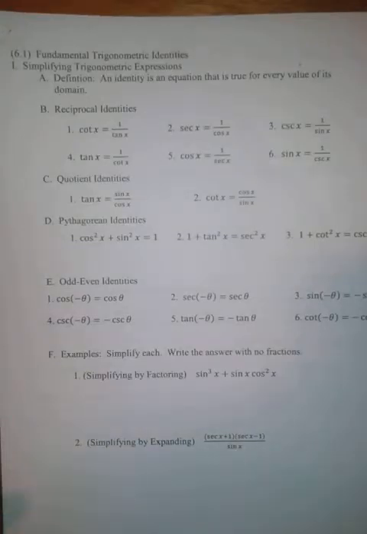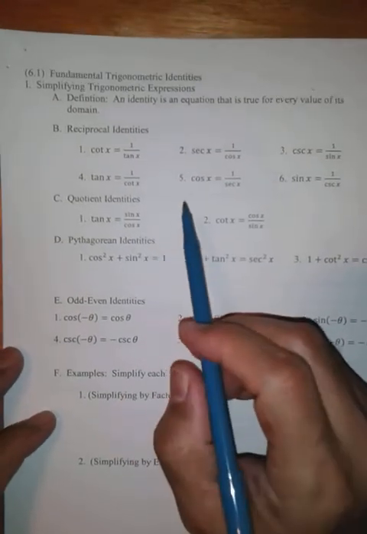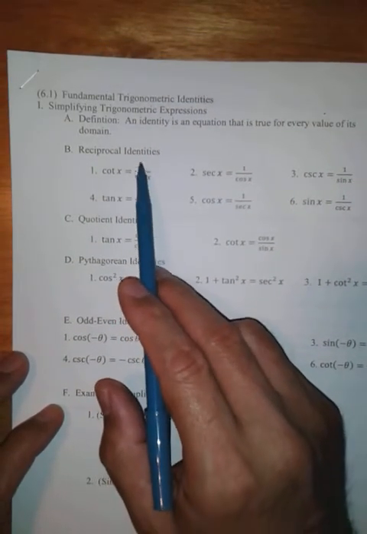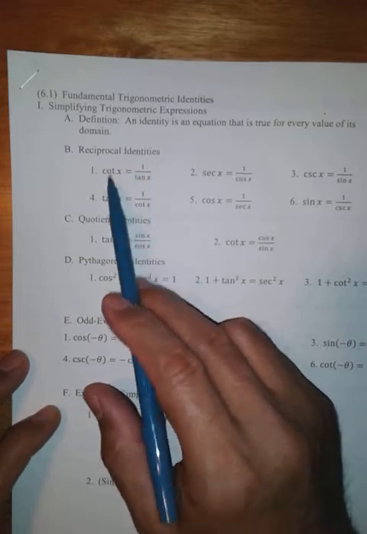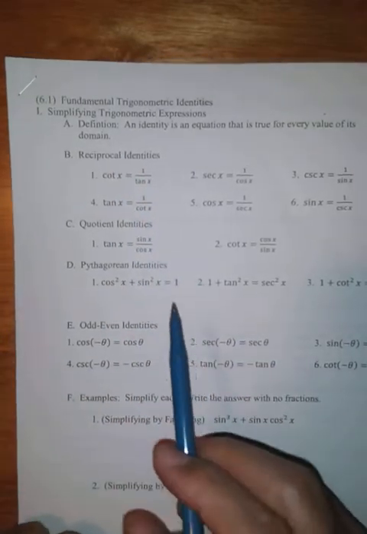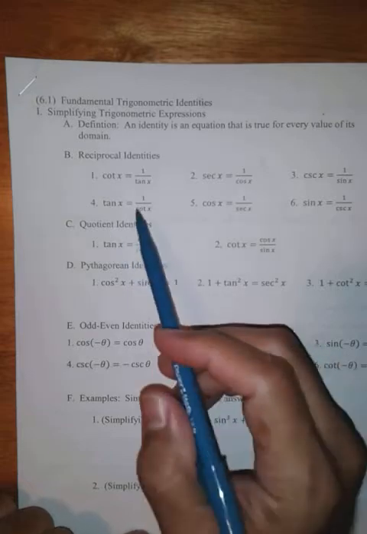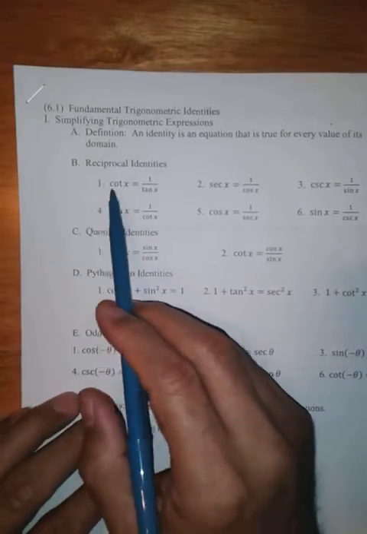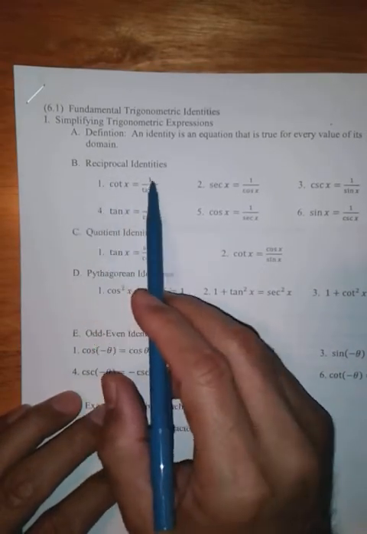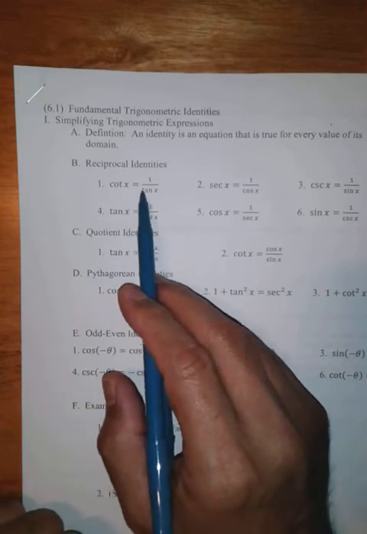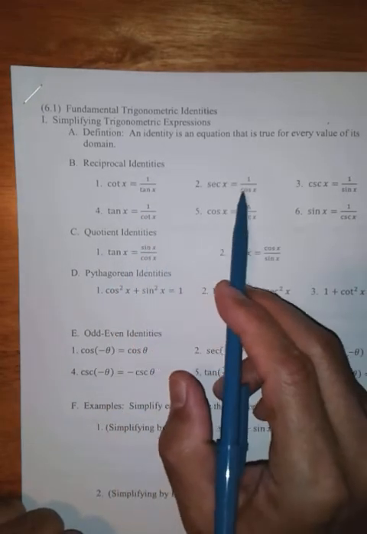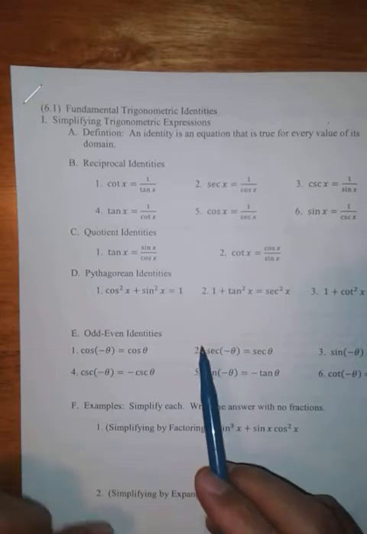All right, this is section 6.1, fundamental trig identities. So first of all, part 1 gives us all the different identities we're going to use so far, and there's more, but this is what we're going to start with. So part B, 1b, is reciprocal identities, like cotangent x equals 1 over tangent x, and secant x equals 1 over cosine x, and the other ones.